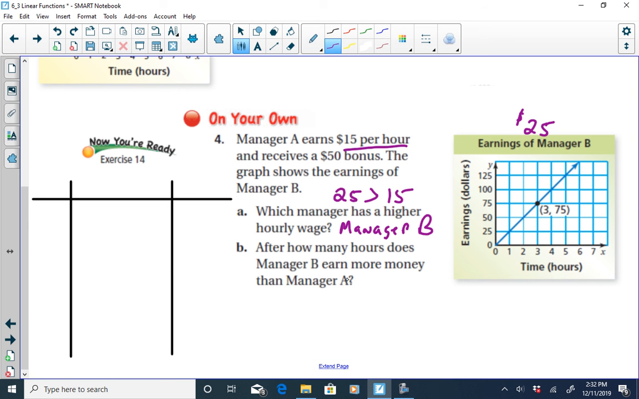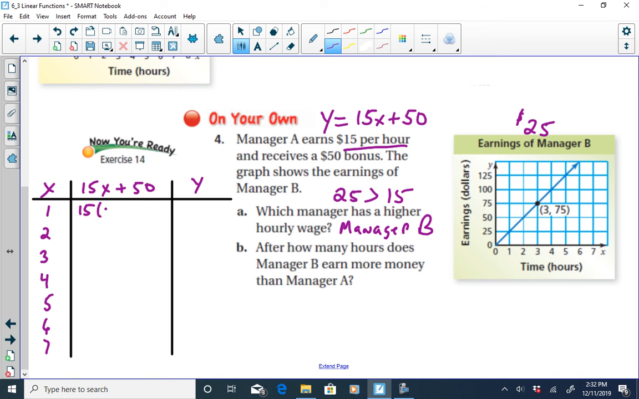After how many hours does Manager B earn more money than Manager A? Well, that's a different question. So let's make a little table of values here, and let's try this for 1, 2, 3, 4, 5, 6, 7. Let's see if 7 hours is enough. This will be our input, we have 15x plus 50, and our output is going to be y. The equation here would be y equals $15 an hour plus the $50 bonus.